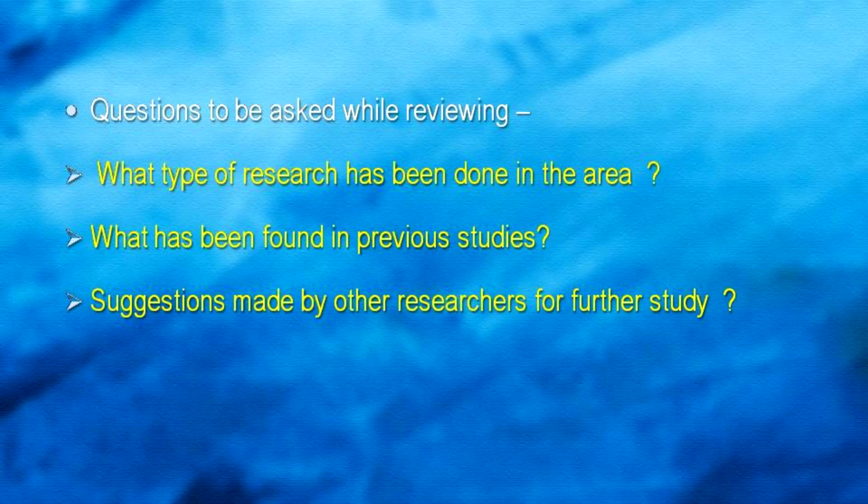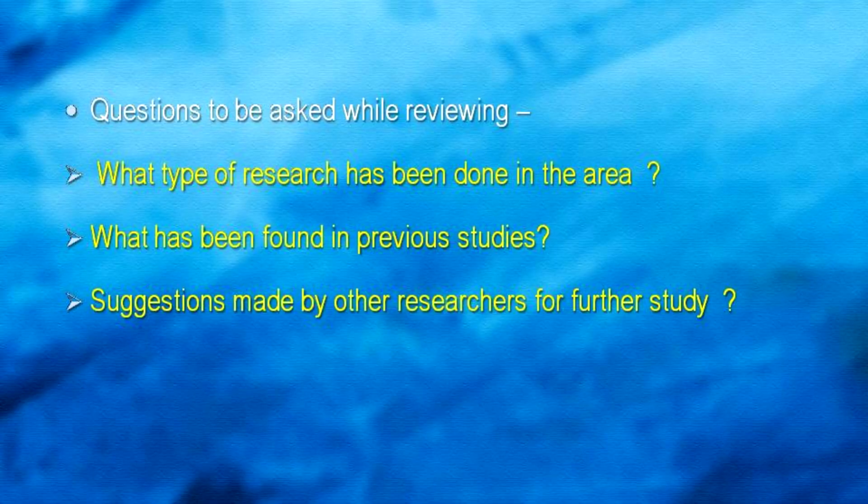Like, what type of research has already been done in this area? What has been found in the previous studies? And suggestions made by other researchers for further study. The end of every research work is marked by limitations of the study, and future scope. Now, these are important to look at because that is what is going to provide you with some gap in the study. That is what the researcher herself or himself is going to provide through the research. So this is an important bearing of literature review.